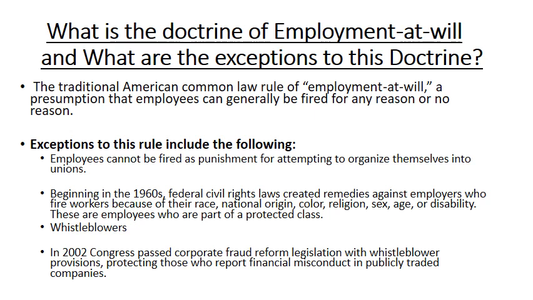Beginning in the 1960s, the federal civil rights laws created remedies against employers who fire workers because of their race, national origin, color, religion, sex, age, or disability. These workers or employees are part of a protected class. Whistleblowers would also be exceptions to the at-will employment situation. And in 2002, specifically, Congress passed corporate fraud reform legislation with whistleblower protections, protecting those who report financial misconduct in publicly traded companies.